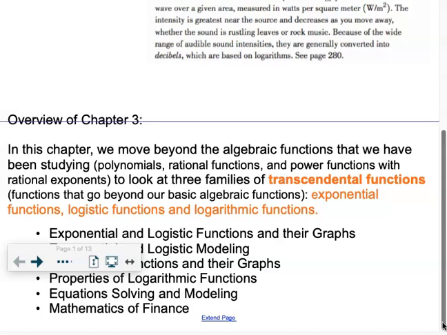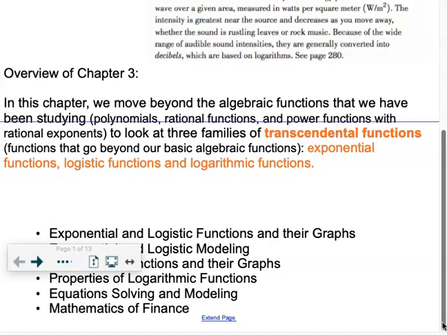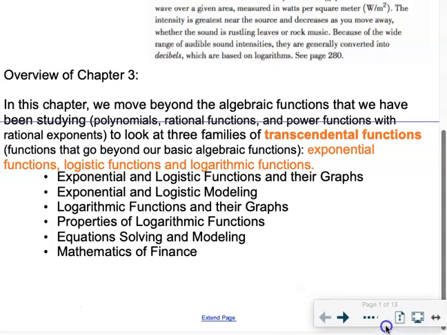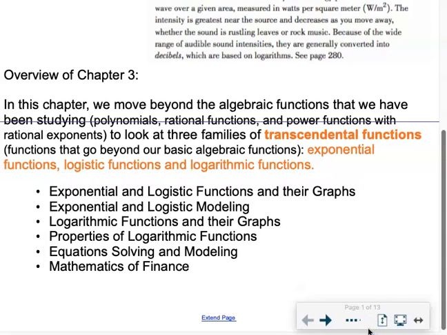So let me do this, since it won't let me go any farther. Exponential and logistic functions and their graphs, exponential and logistic modeling, logarithmic functions and their graphs, properties of logarithmic functions, and then equations, solving, and modeling, and the mathematics of finance. We end with that in this chapter.